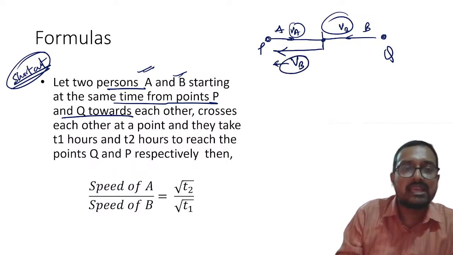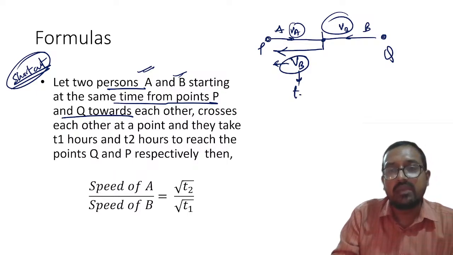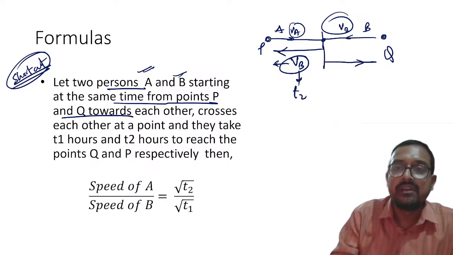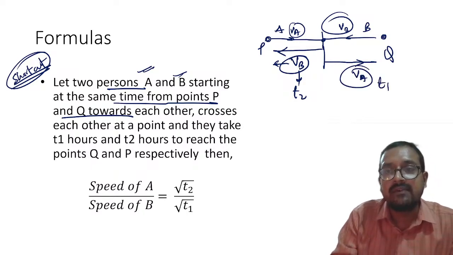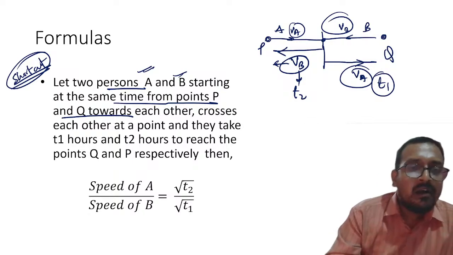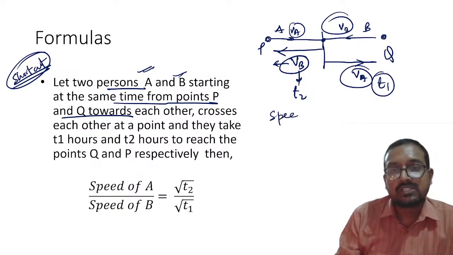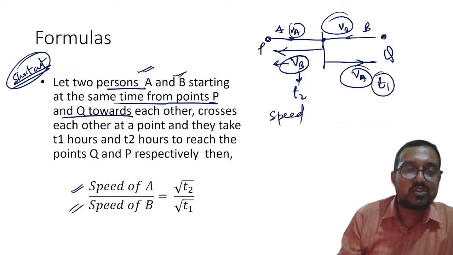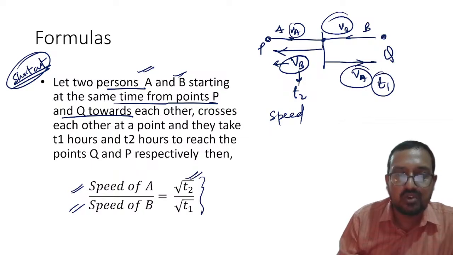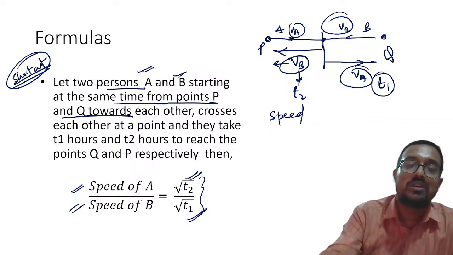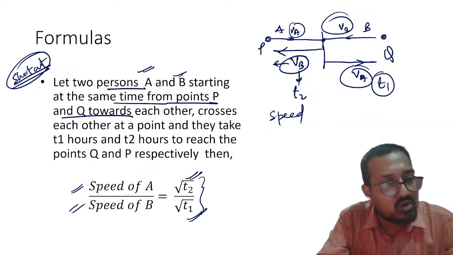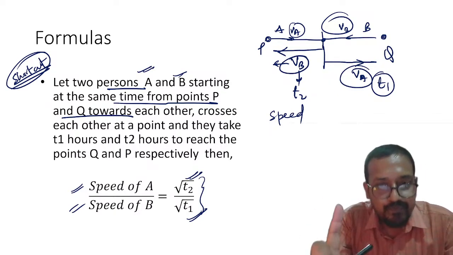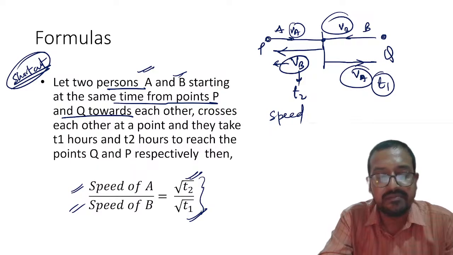But let us say that B took T2 time. How much time? T2 time. At the same time A will travel further after meeting, with the same speed VA, and this will take T1 time. Speed of A with respect to speed of B will be in the ratio of under root T2 upon under root T1. Please remember, here there will be square root of time and that will be reversed. So please pay very close attention.